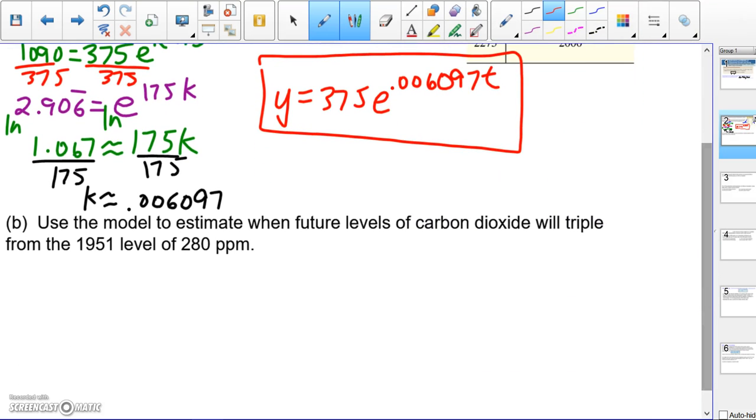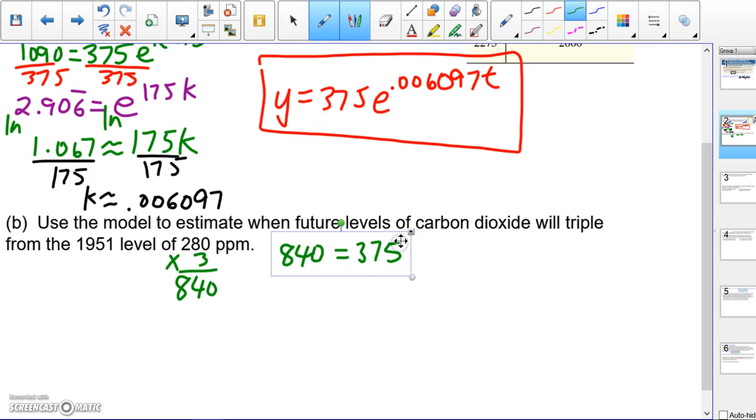Part B, use the model to estimate when future levels of carbon dioxide will triple from the 1951 level of 280 parts per million. So that's going to triple. 280 is going to triple, and 280 times 3 is 840. So 280 is turning into 840, or tripling that. So let's just put that 840 in place of y in our model. 840 equals 375 e to the 0.006097t. That's going to allow us to find when that will happen, what year that will happen.